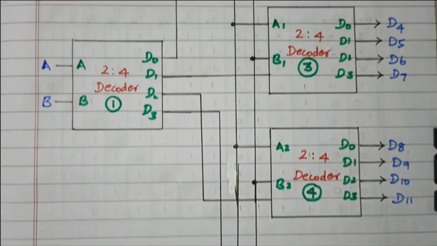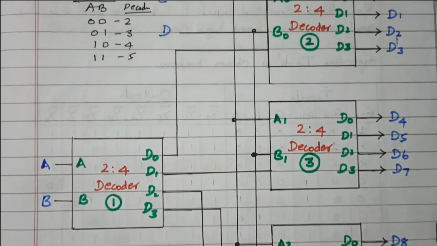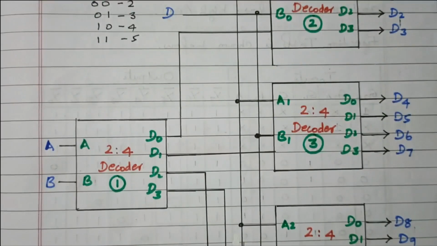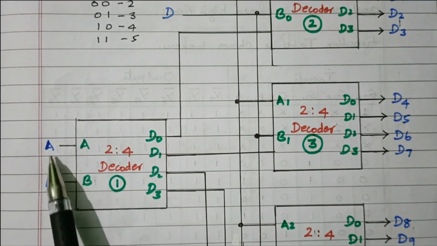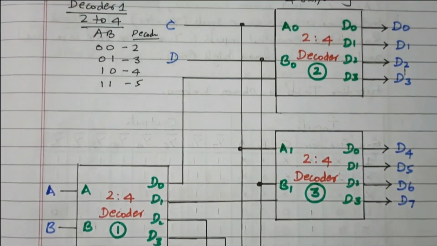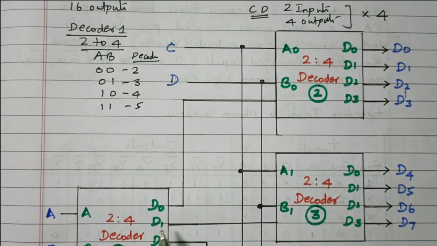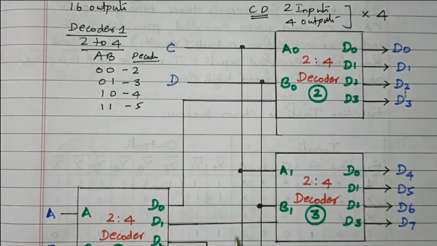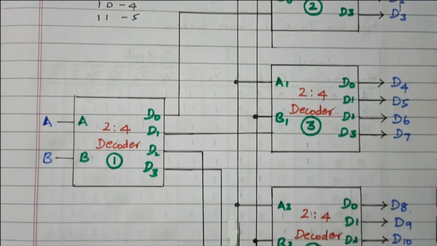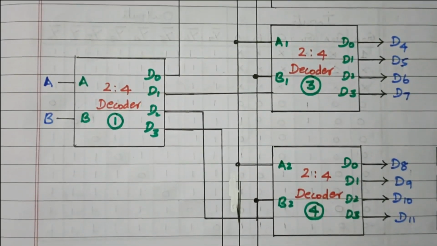So here 5 decoders are available. The first decoder is used to select one out of 4 decoders for the 4 different combinations. The inputs are A and B. Right. So based on this value, these 4 decoders will be selected. So 4 into 4, 16 outputs will be obtained. Then C and D is given to all the decoders. All the decoders are connected with the LSB inputs C and D.